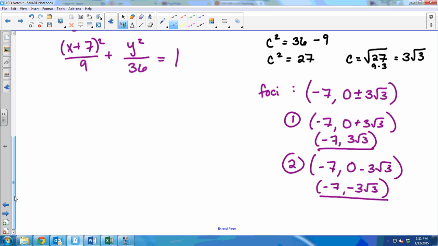Do you think you can handle that on your homework? You have 3. You're writing equations and finding the foci, just like we just did from a graph. I think you'll be fine.